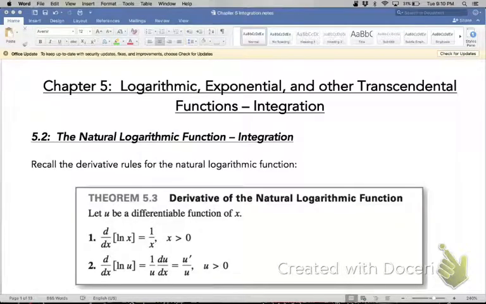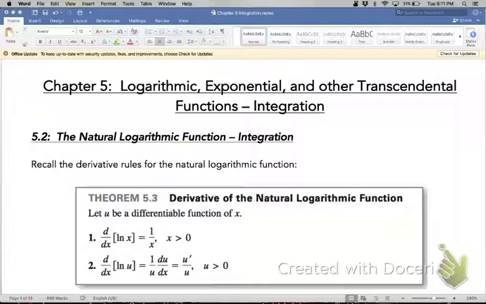Okay, so we already touched on chapter 5 a little bit when we looked at our derivative rules for logs, exponentials, and other transcendental functions like inverse trig functions. So what we're going to do now is go back to that chapter 5, now that we've talked about integrals, and discuss a little bit how we can do integration with those same types of functions and some different kinds of applications there.